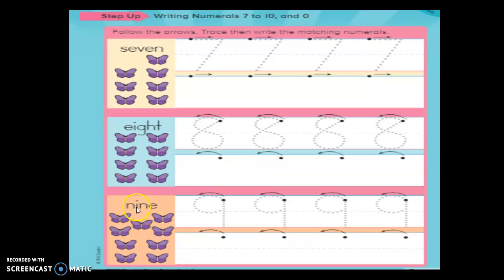This is the number word for 9. 1, 2, 3, 4, 5, 6, 7, 8, 9. And here's how we write a 9. Start here at the black dot and go around, loop it around, back up and down. Around, up and down.